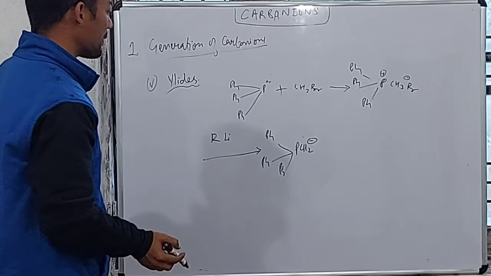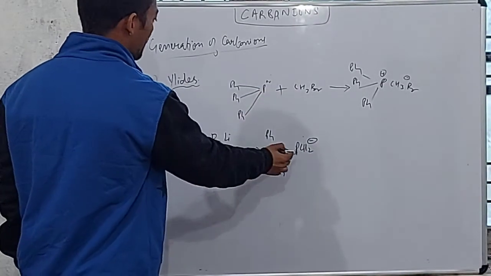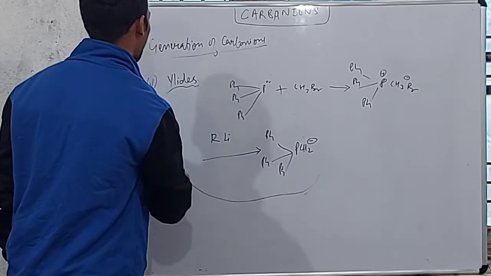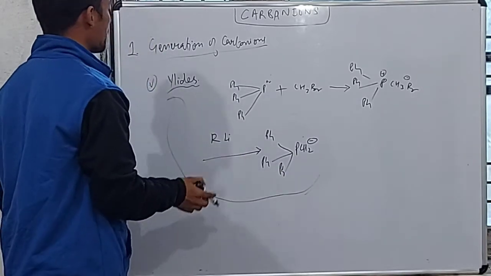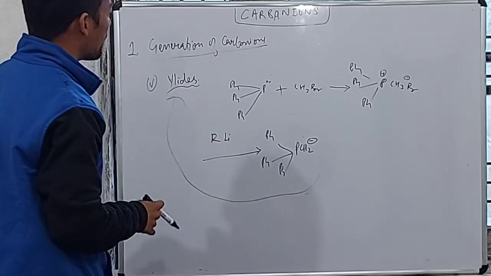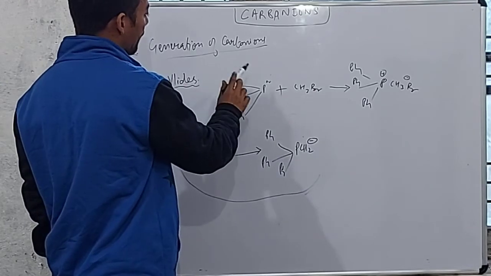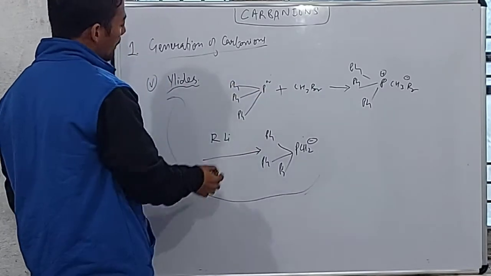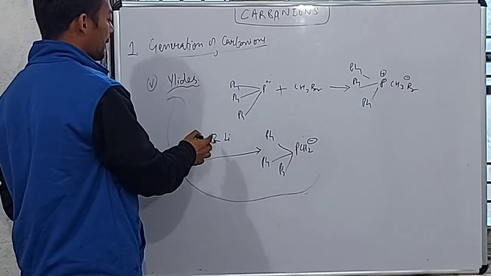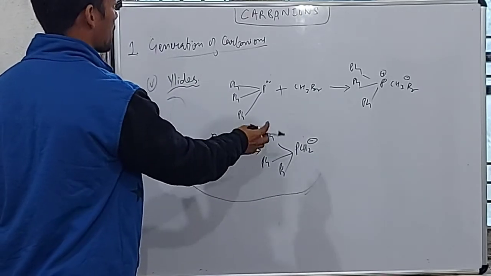What happened here is that this is ylide. This is the ylide that we were discussing earlier. So how can we obtain the ylide? When we react triphenylphosphine with alkyl halide and then further treat the product with lithium alkyl, we will get the ylide as a carbanion.